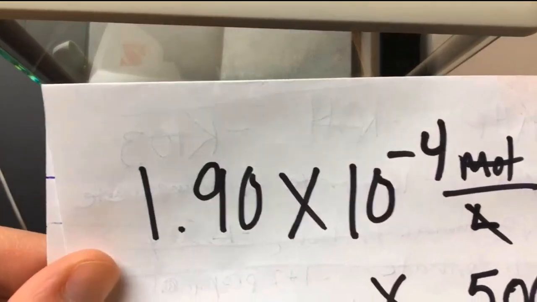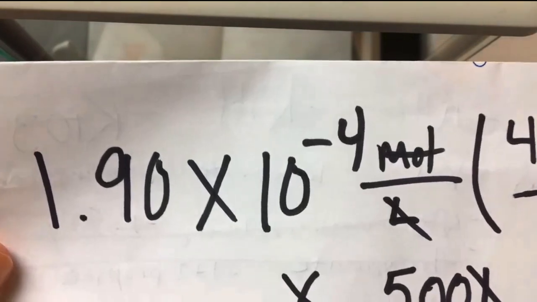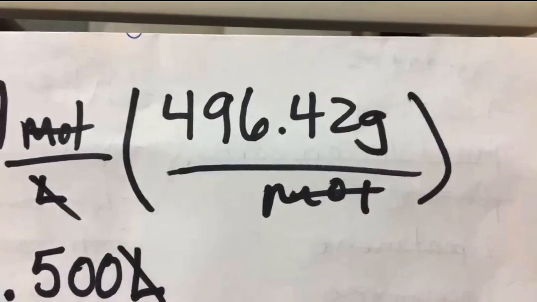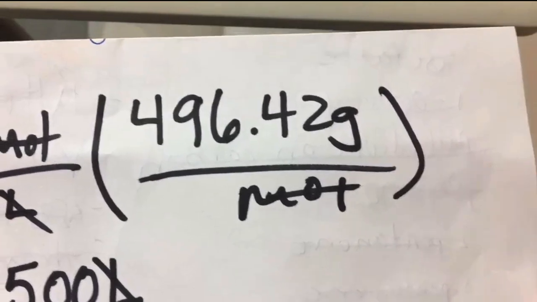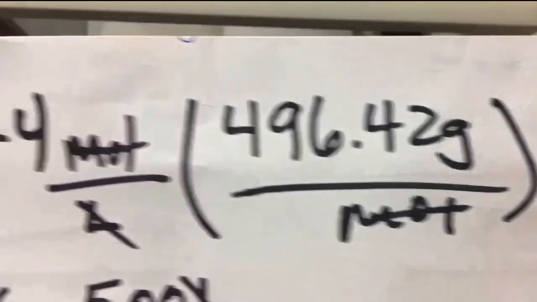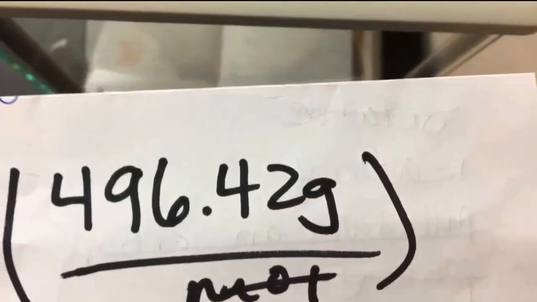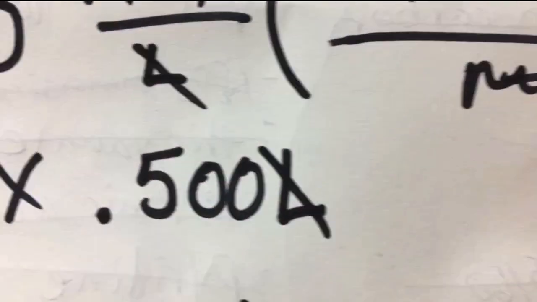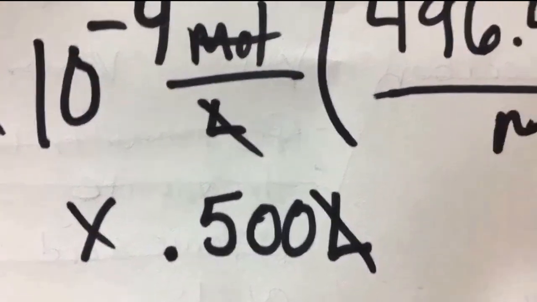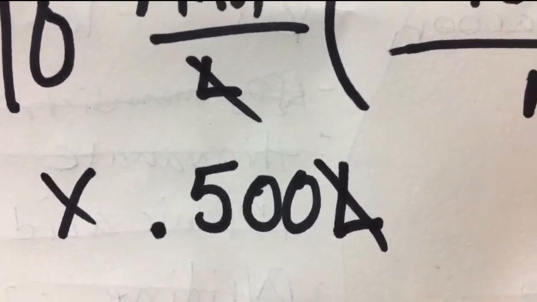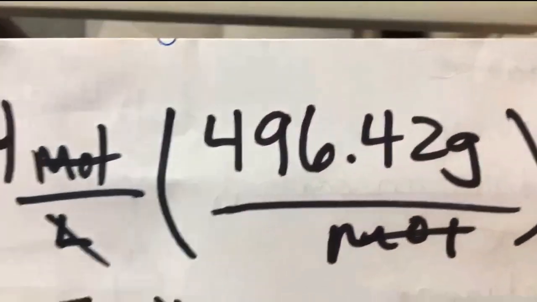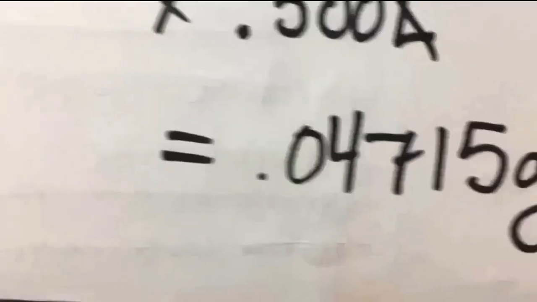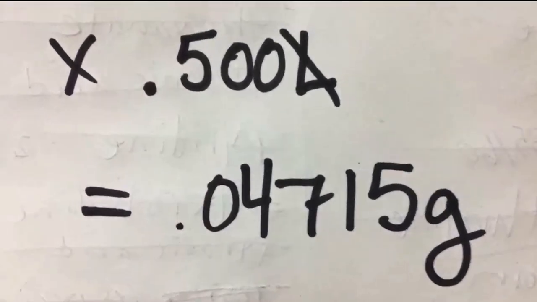Your solution is supposed to be 1.9 times 10 to the negative 4th molar. And it states in there that the molecular weight of Allura red is 496.42 grams per mole. So you'll take your molarity times the molecular weight, and then this is for a 500 milliliter solution, so that equals a half a liter. As you'll see here, the moles cancel out and the liters cancel out, leaving us with grams, and you should get a number that is around this one.